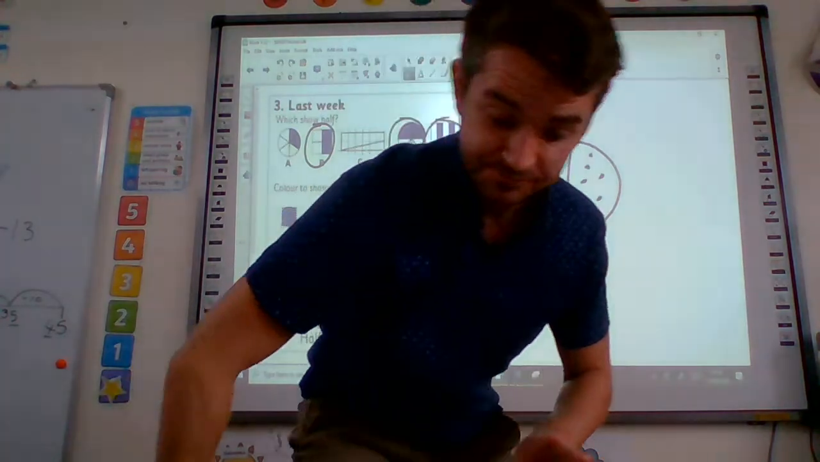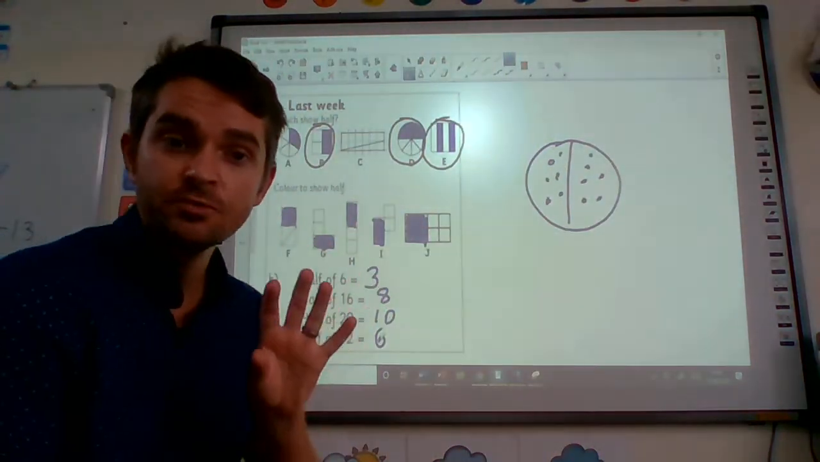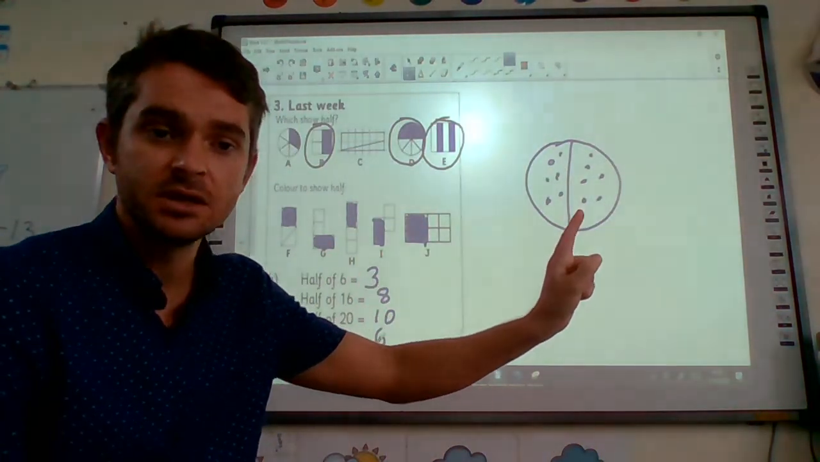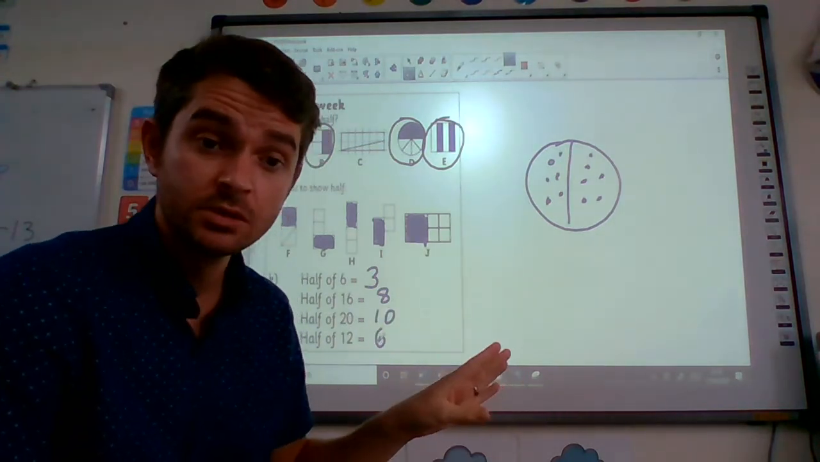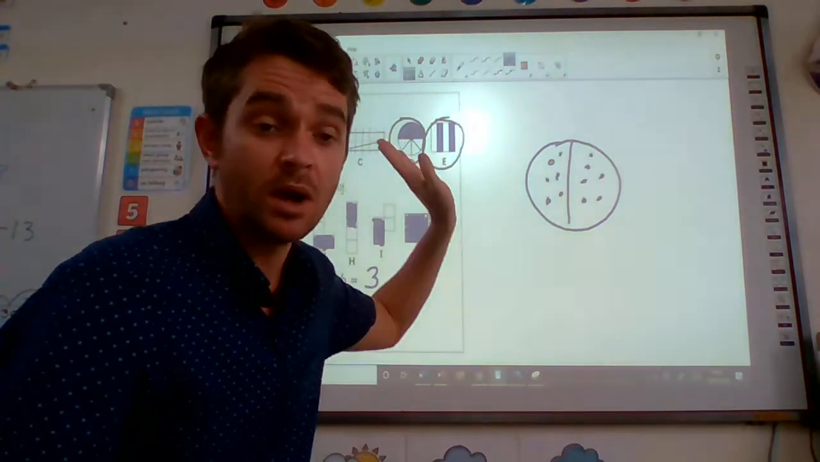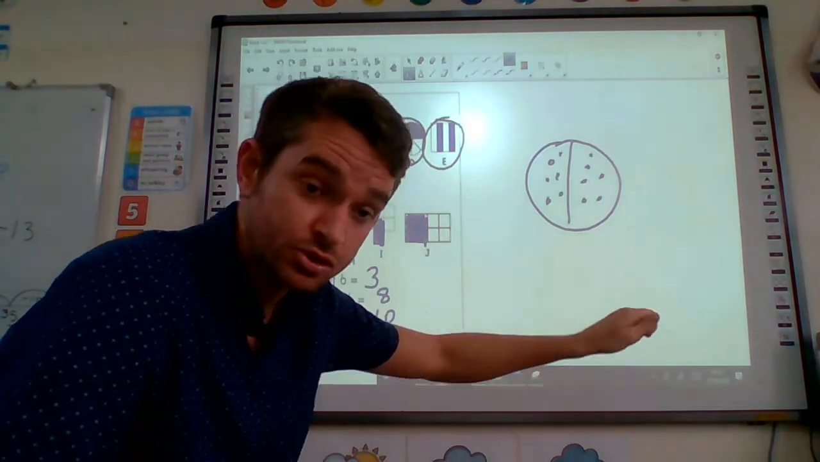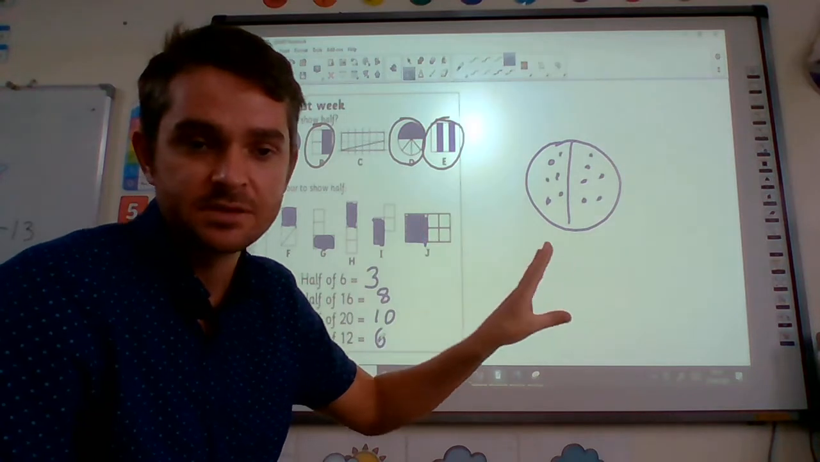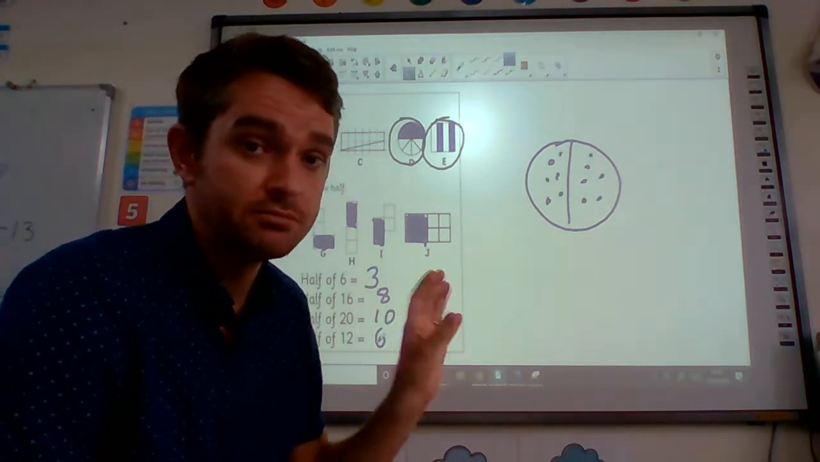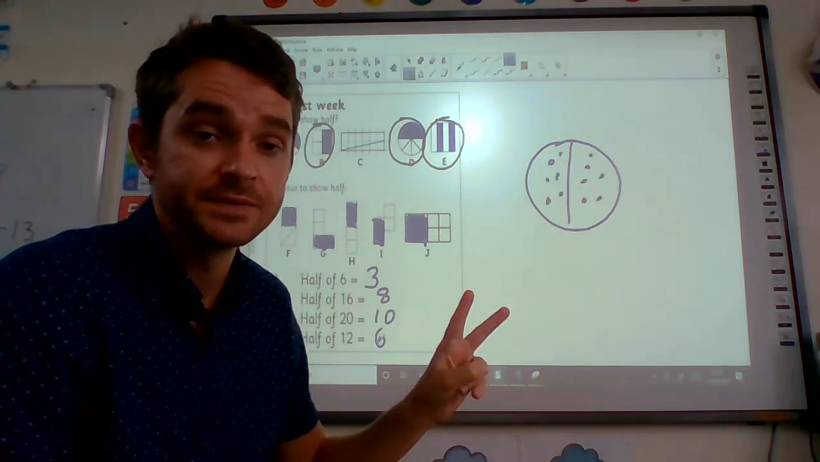Now remember, if you made a mistake with the pizza method because you lost count, the only thing you can really do is start again, is wipe it all off or rub it all out or do a different pizza. Because if you lose count, you're going to make a mistake and that will change your answer and you might not end up with 2 equal parts.